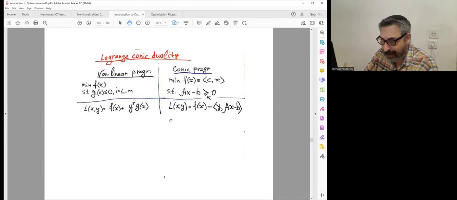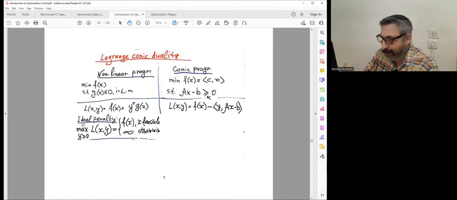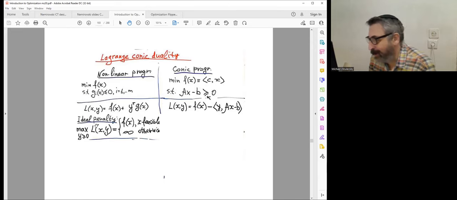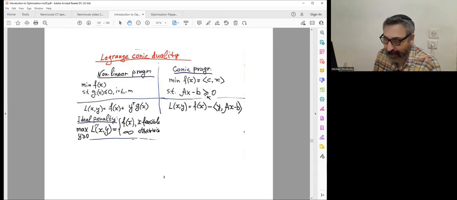And what we can say then, if you remember, using the minimax theorem we developed duality in usual nonlinear programming. We said we will maximize over multipliers, Lagrange multipliers y greater or equal zero, our Lagrangian. Let's think together. Here is written the result, and why is it so?